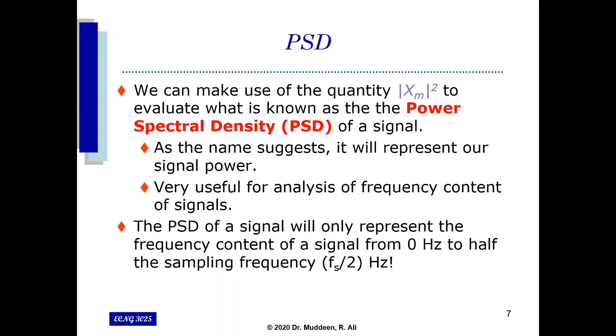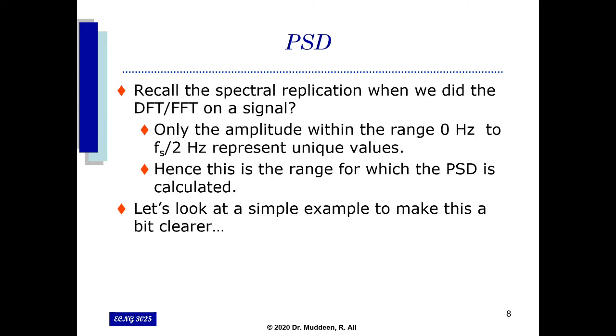Visually, what this means is that the power spectral density of a signal only goes up from the 0 Hz or the DC component to half of the sampling frequency, because we're going to observe this in a little bit, that you want to see why this is so. Now, in particular, if we recall the spectrum replication where we did any DFT or FFT, within that frequency range from 0 to half of sampling frequency, those values there only represented unique values, and this is only the range that we're going to be focusing on for the power spectral density.